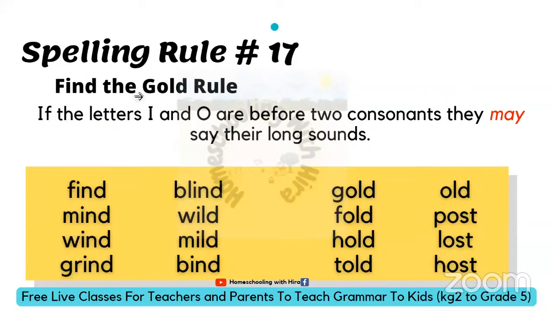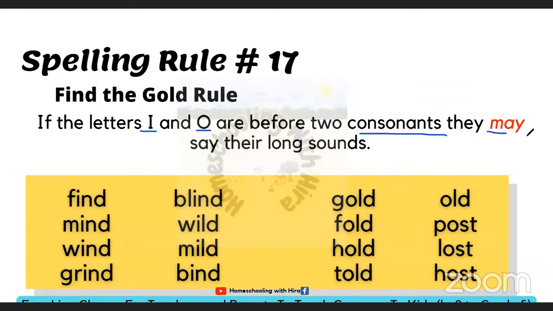Okay, find and gold rule is here. If letters I and O are before two consonants, they may say their long sounds. Find, kind, blind, old, fold, post, hold, lost, lost. ये गलत है. This is wrong. It's not lost. It's lost. Host is right. ठीक है? Old, told is right. Hold is also right. So this is find and gold rule.